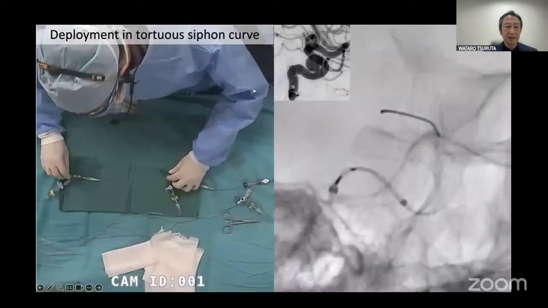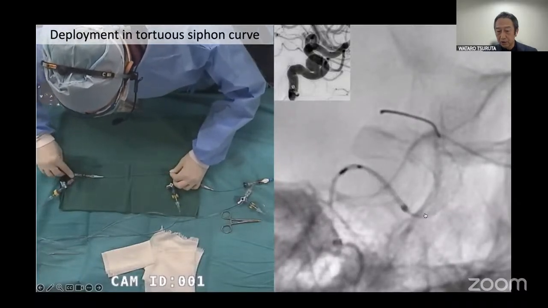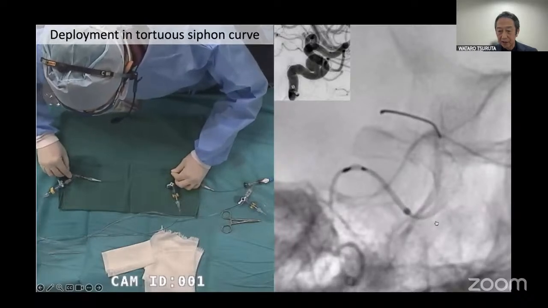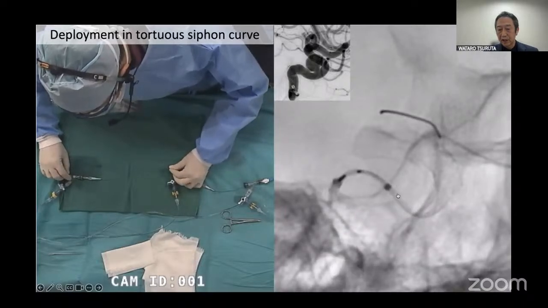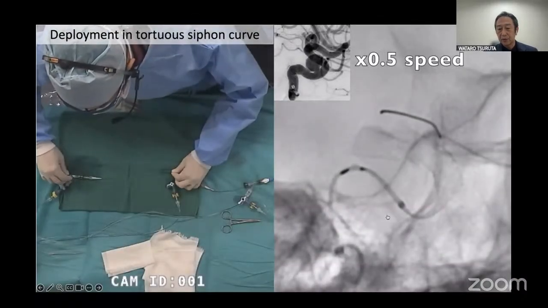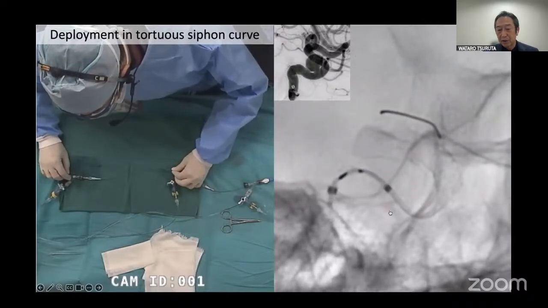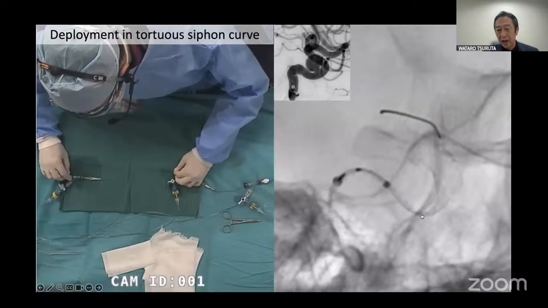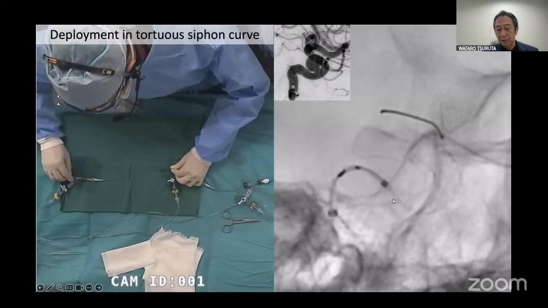This is a different case, and I'll show you tips of deployment in a Porteous siphon curve. Please look. We can see too much force on the braid, and this is flattening. Then I advance the flow diverter longer, then repeat system push and pull. Then open. Now I advance the flow diverter longer, and repeat wire push, system push and system pull.